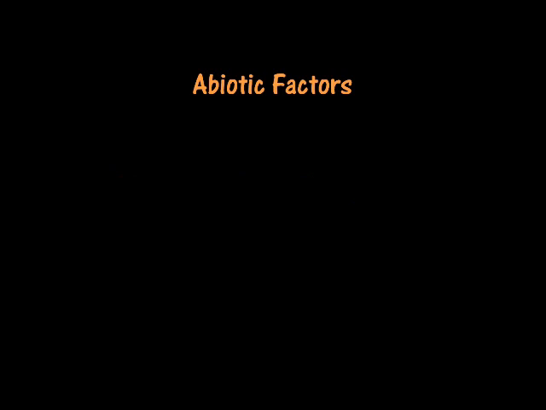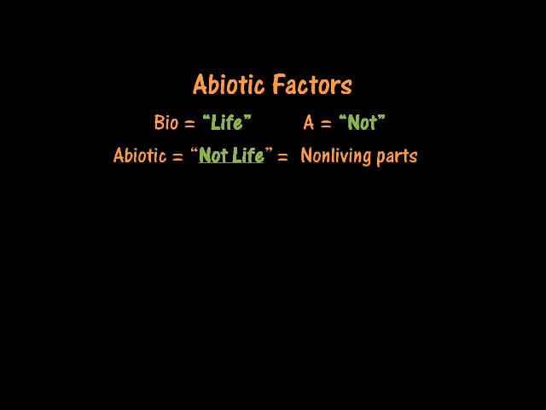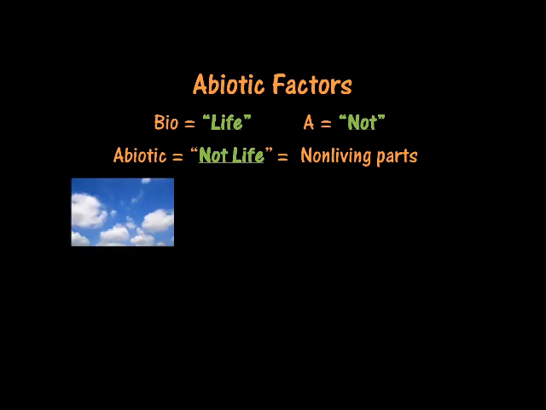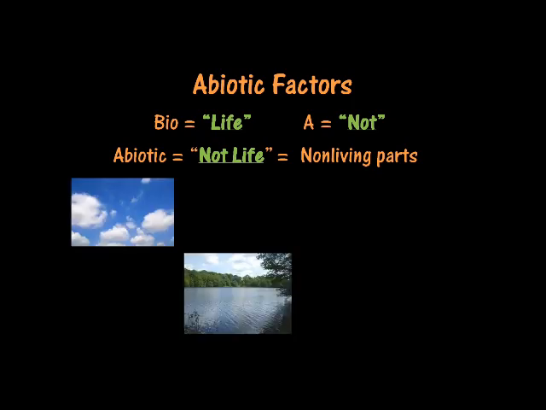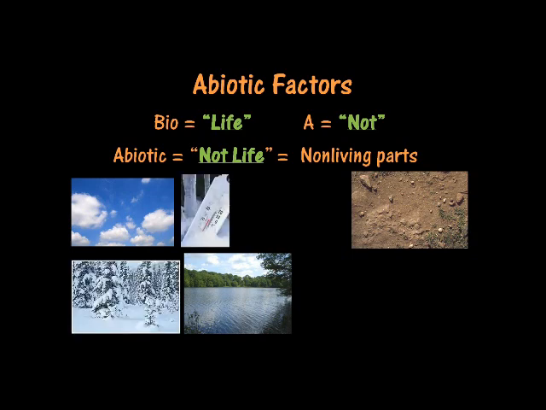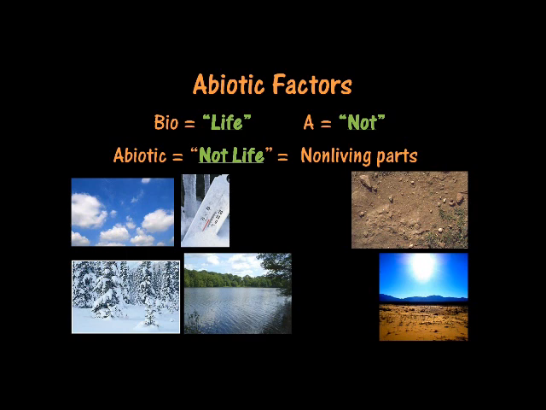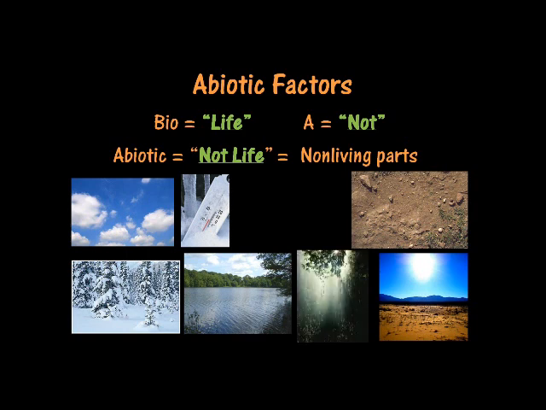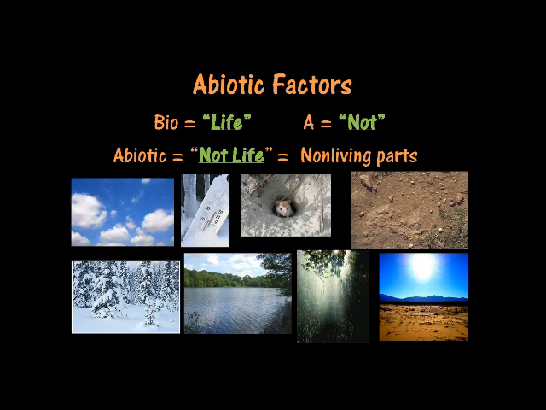We'll start with abiotic factors. Bio means life. But when you put an A at the beginning of a word, it changes the meaning to not. So abiotic means not life. Abiotic factors are the non-living parts of an ecosystem that the organisms in the ecosystem need to survive. This includes air, water, rocks, soils, and minerals, weather and climate, temperature, sunlight, precipitation, either rain or snow, and shelter.